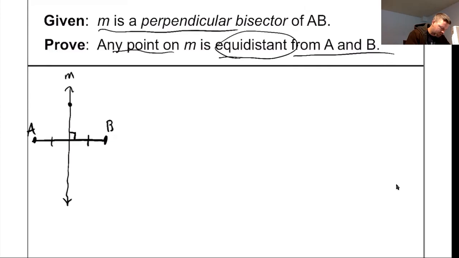Let's put some point here. Let's call that one C, so it's got a name. Maybe we'll just call this one M for midpoint. And we want to prove that this distance from A to C is the same as from B to C.